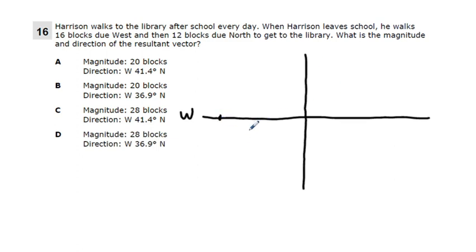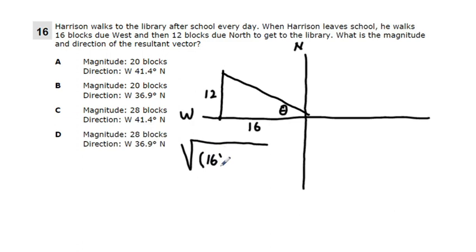So we want this little theta over here, and our distance is just the Pythagorean theorem. Our distance will be the square root of 16 squared plus 12 squared, and we work this out, we're going to get 20. So 20 blocks is our ultimate distance, and then our angle is going to be theta equals inverse tangent of y over x. So what is that going to be?